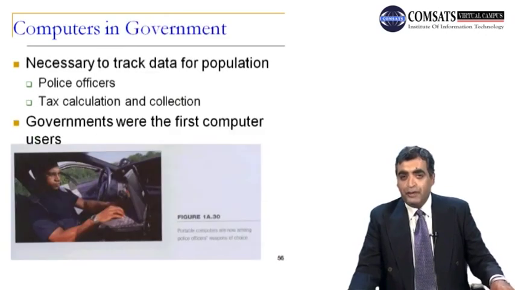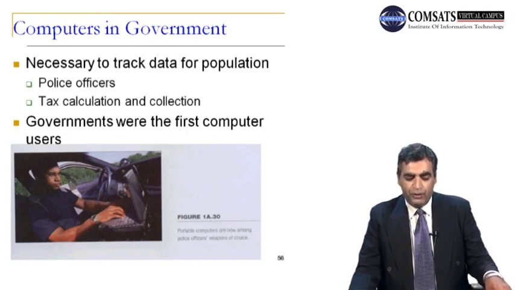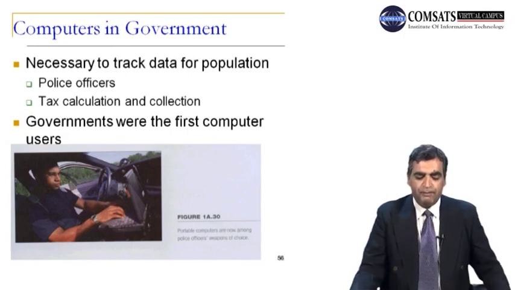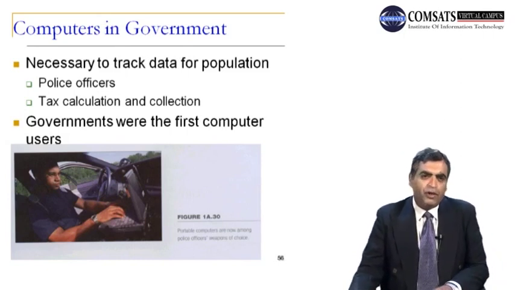Computers are also used by the government. It is necessary to track data for the population. The police officers are using them to capture the criminals. Tax calculation and collection have also been done using computers. Basically, in the beginning, governments were the first computer users. Today, the taxes can be collected by the FBR.